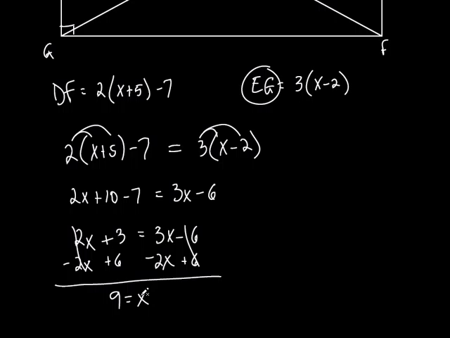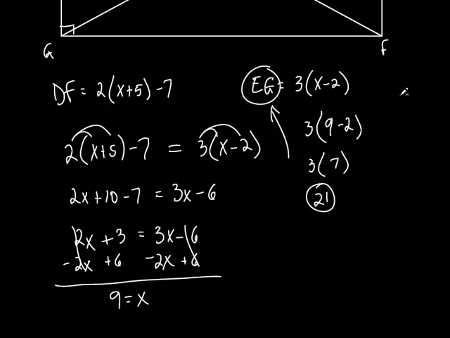Do I circle that as my answer, though? No, because what are they asking? They're asking for EG, aren't they? All right, so you just take that 9 and plug it in for x. So it's 3 times 9 minus 2. And that's 3 times 7, and that's 21. That's how you do it.